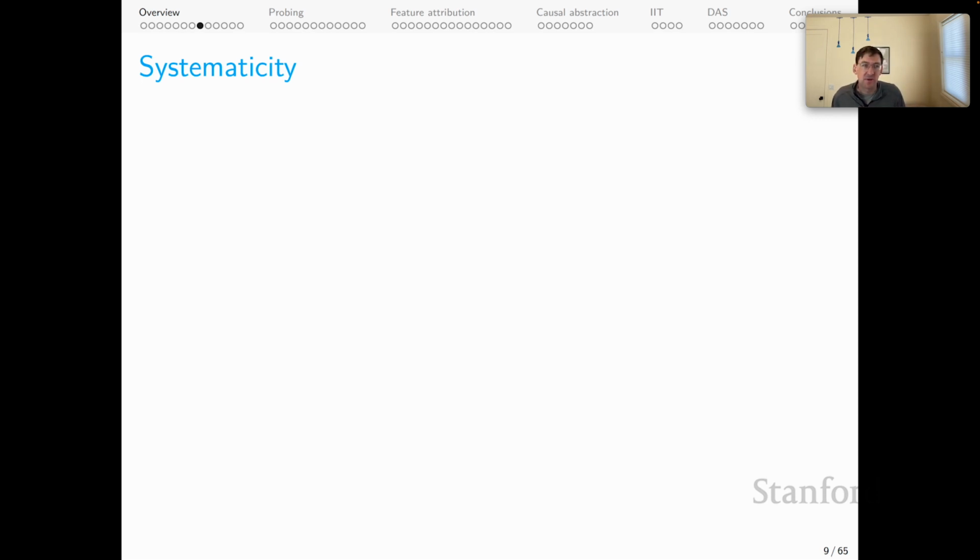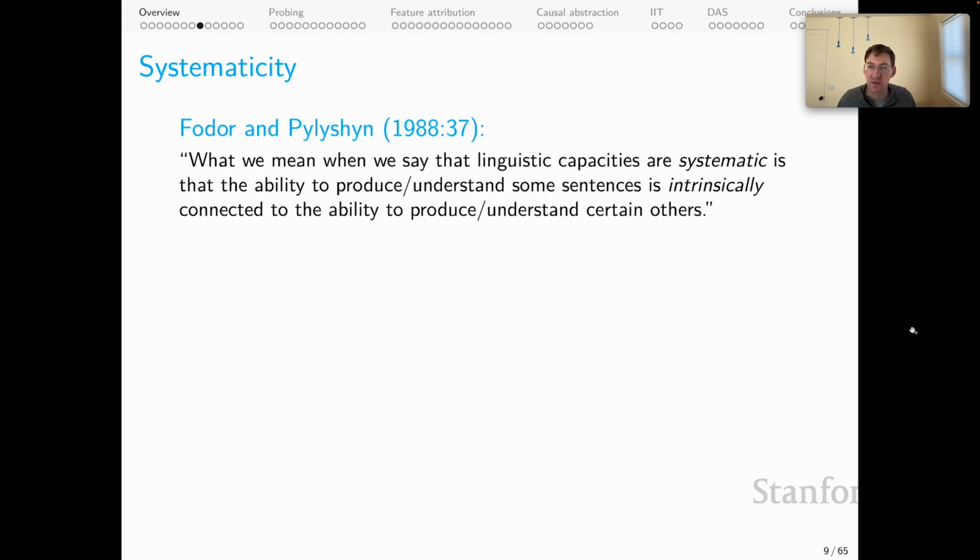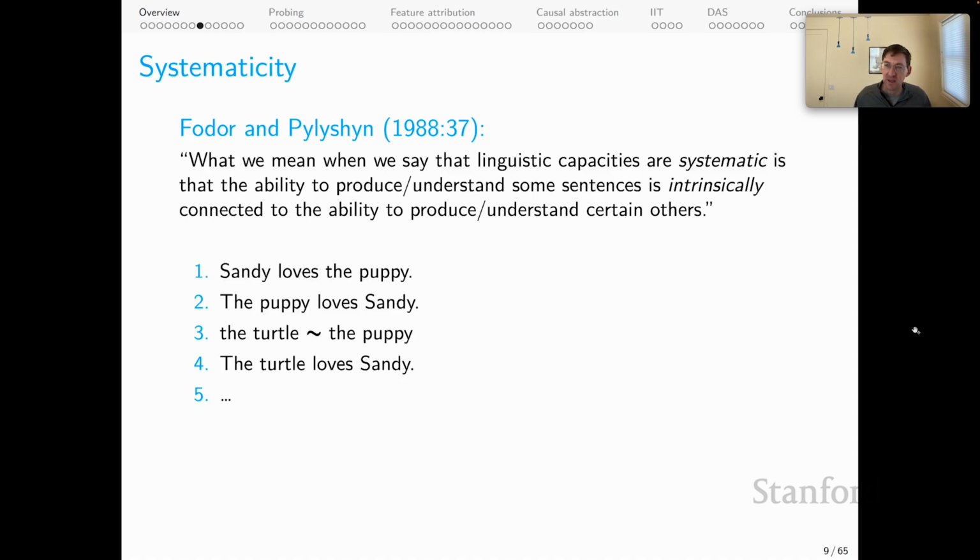There's another underlying motivation for this, which is systematicity. We talked about this in detail in the previous unit. It's an idea from Fodor and Pylyshyn. They say, what we mean when we say that linguistic capacities are systematic is that the ability to produce or understand some sentences is intrinsically connected to the ability to produce and understand certain others. This is the idea that if you know what "Sandy loves the puppy" means, then you just know what "the puppy loves Sandy" means. And if you recognize the distributional affinity between the turtle and the puppy, you also understand "the turtle loves the puppy," "Sandy loves the turtle," and so forth and so on for suddenly an enormous number of sentences.